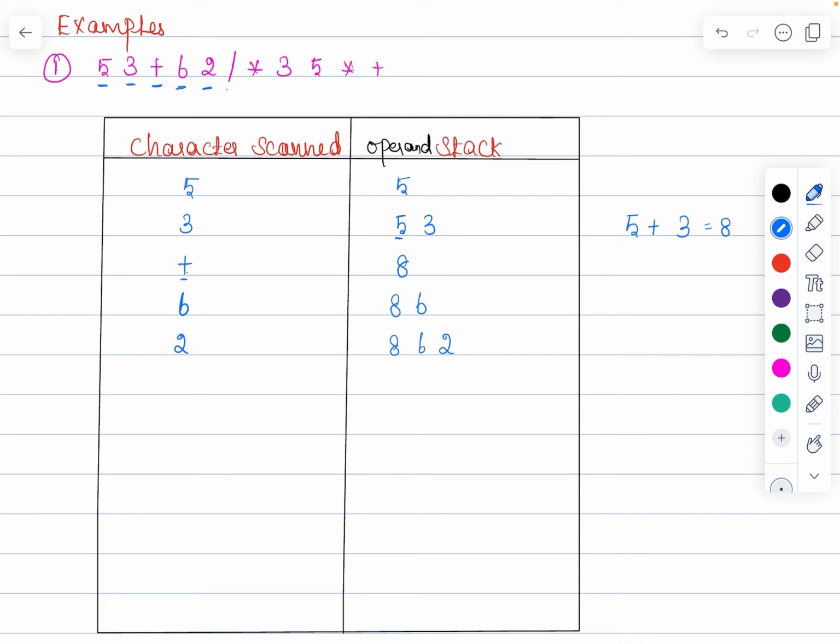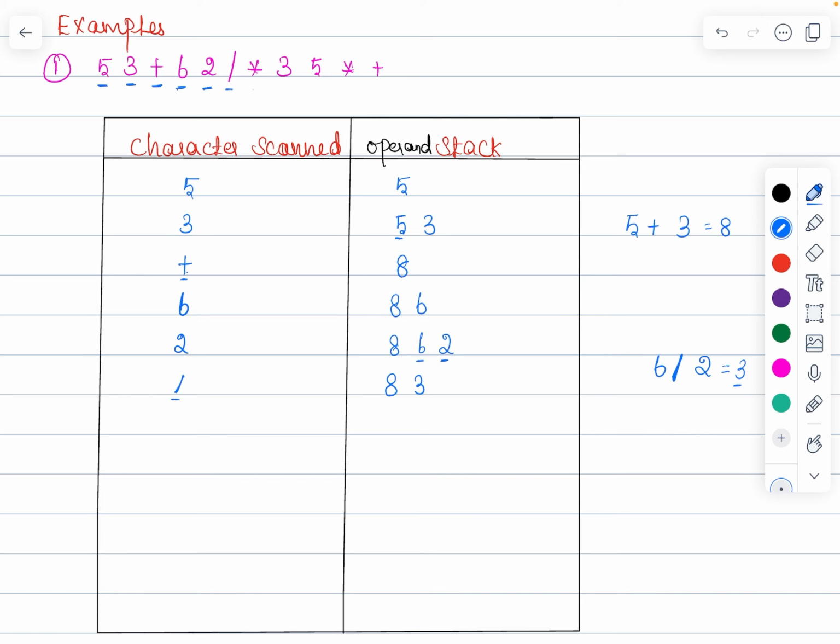The next symbol is the division operator. Since it is an operator, you pop out two elements from the stack. I pop out 2 first because the top element is 2. After popping out 2, there would be only 8 and 6 in the stack. Now 6 is the top element, so you pop it out too. Apply the current operator on these values: 6 divided by 2 is 3. After popping out these two, only 8 would be there in the stack. Push the result 3 onto the stack.